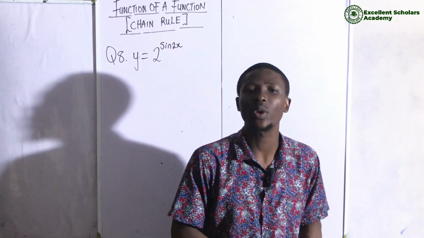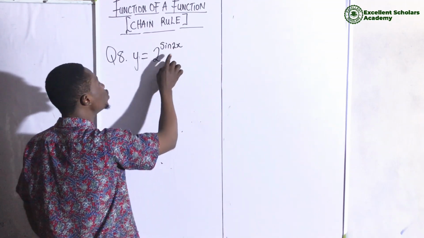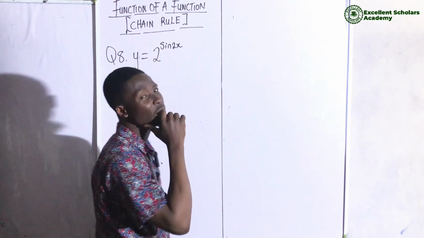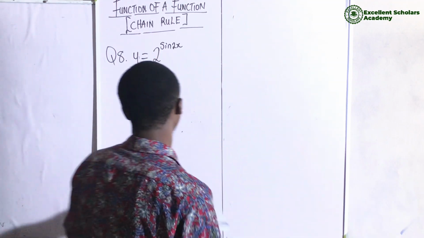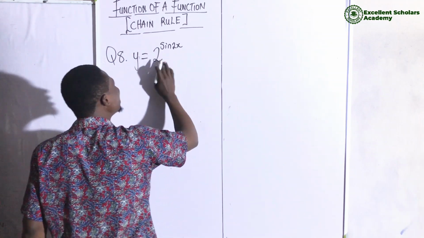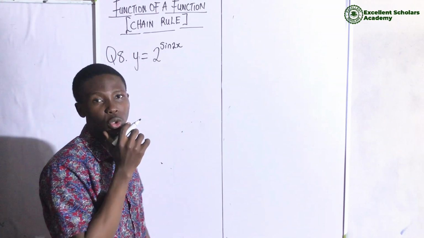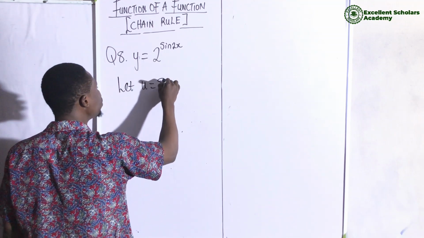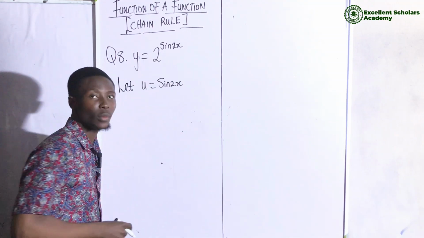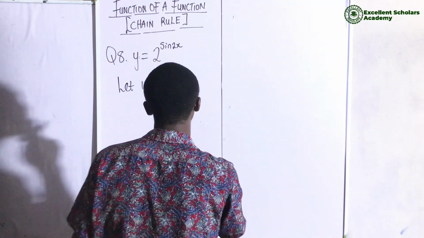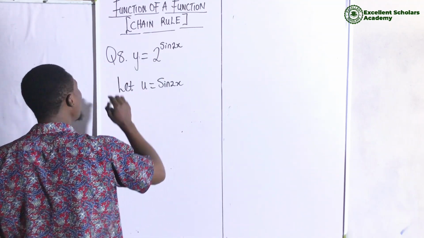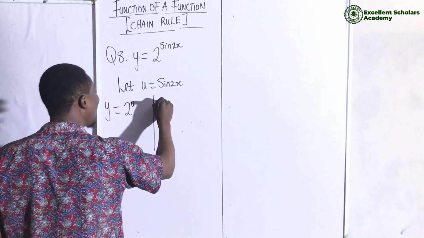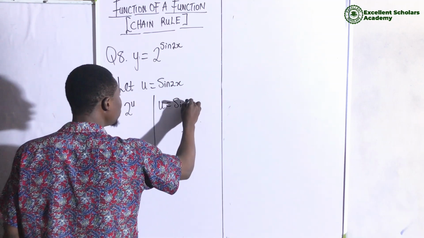So now this is the next question we're about to solve. y equals 2 to the power of sine 2x. Now, looking at this, how can we differentiate this? This is a function in another function. So you can say let u be equal to sine 2x. And so now we're going to have it that y will be equal to 2 to the power of u, and u is equal to sine 2x.